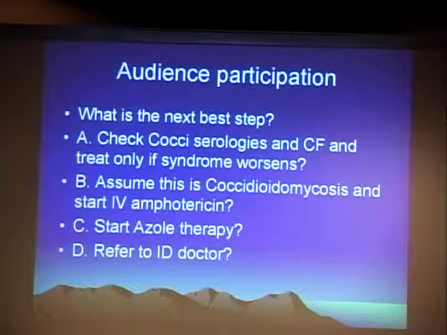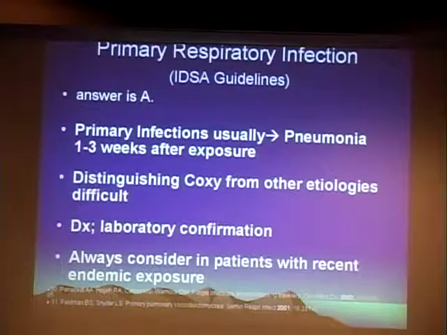So the question is, what's the next best step for a patient like this? Should you check the cocci serologies and CF and only treat if the syndrome worsens? Or should you assume this is coccidioidomycosis and start IV amphotericin? Should you start azole therapy, or should you call an infectious disease doctor? So A, all right, that's right. Although you could do D if you wanted to call me.